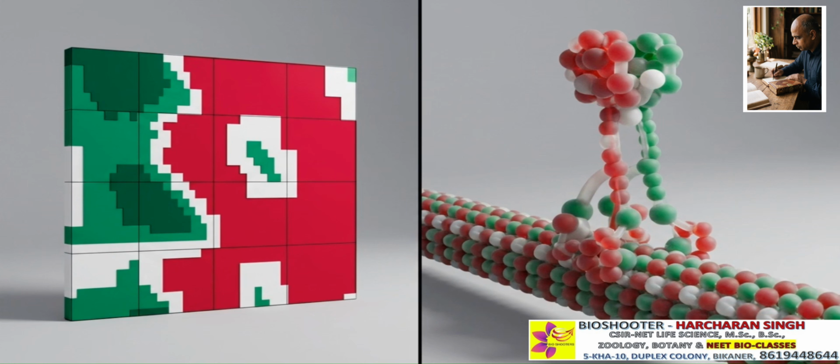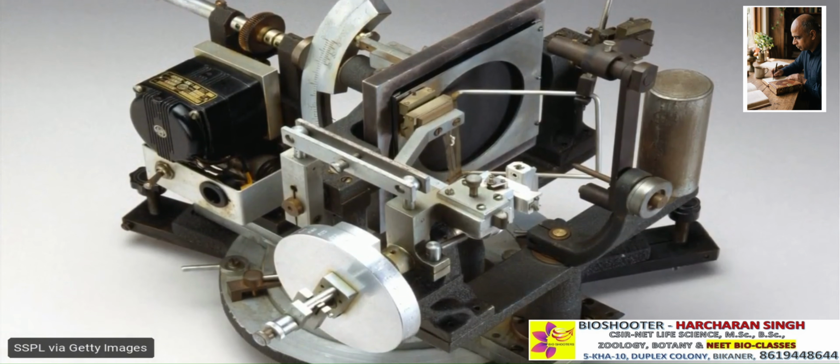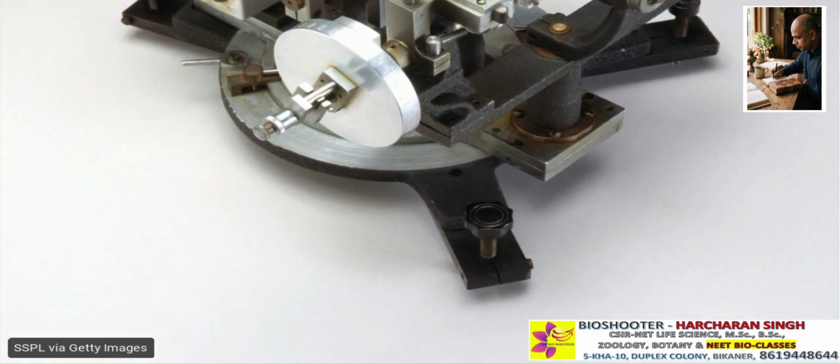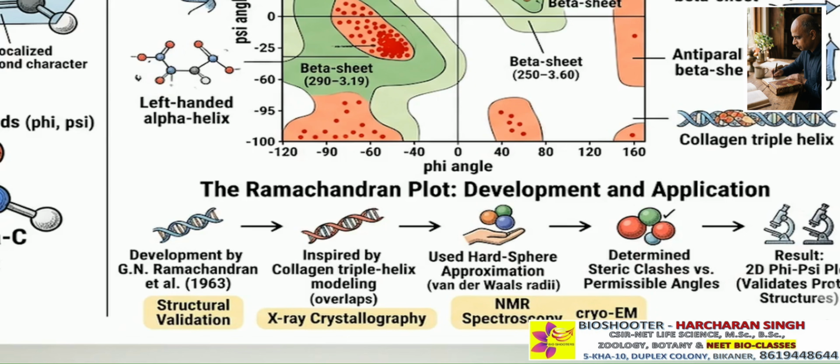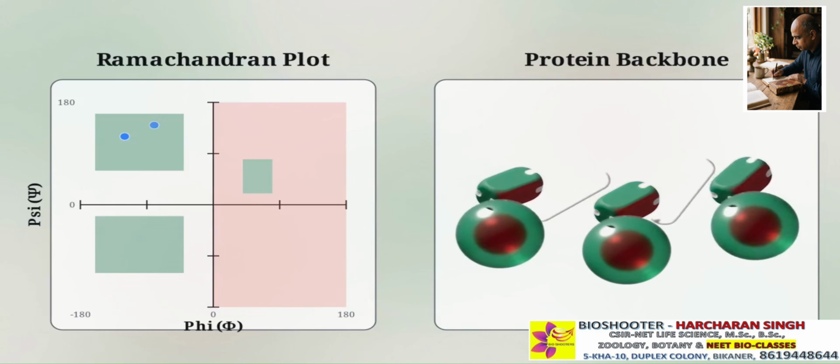Early structural biology relied on equipment like this vintage X-ray diffractometer to manually calculate atomic distances. This flowchart outlines how those early methods evolved. Today, high-resolution techniques like X-ray crystallography and cryo-EM generate complex 3D models, but they all still rely on the Ramachandran plot for structural validation. When scientists map a new protein, they plot its angles.